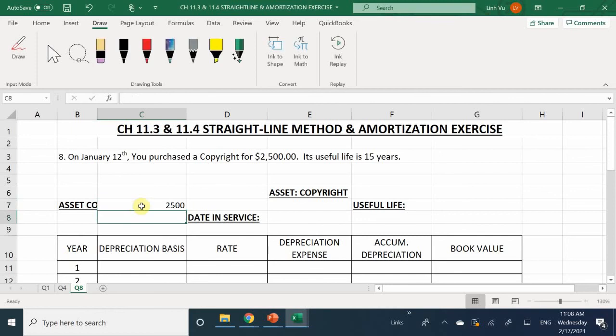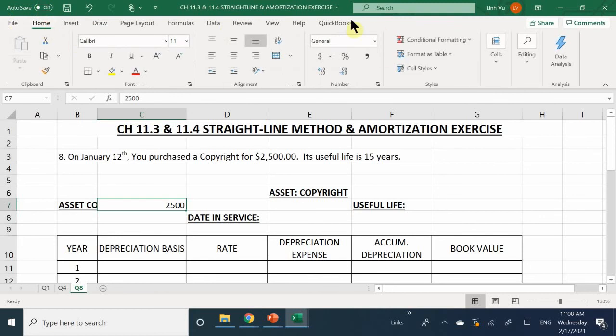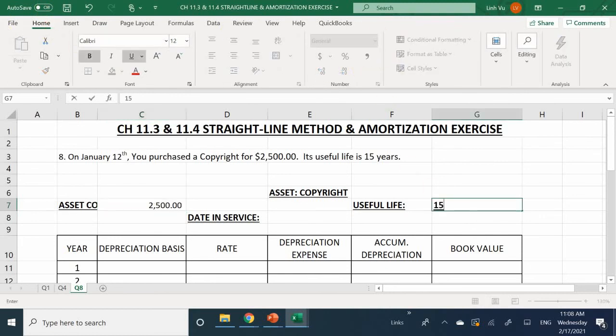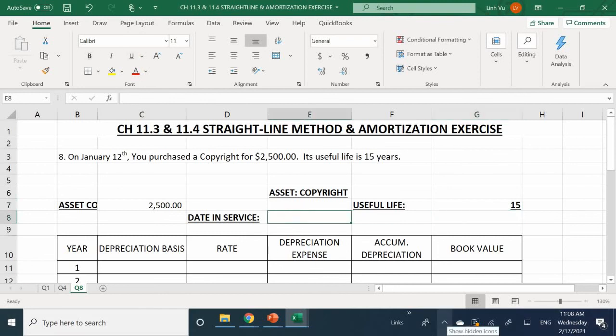2500. And of course, what's my useful life? 15 years. It's 15 years. And when did I place into service? Or when did I buy it? January 12th. You bought it January 12th. So the assumption here is that the day that you buy your copyright is literally going to be the day that you amortize it.